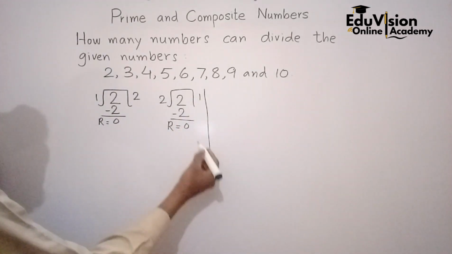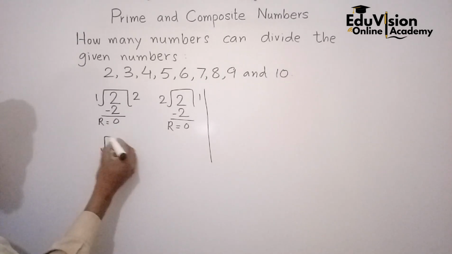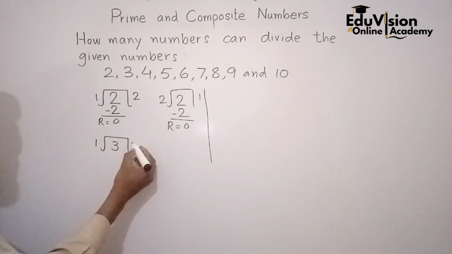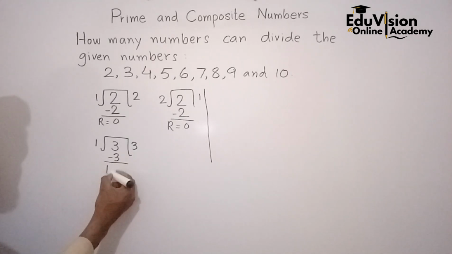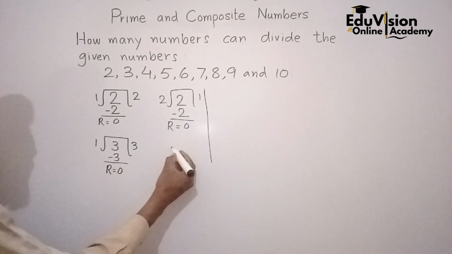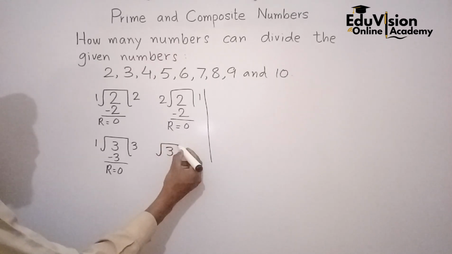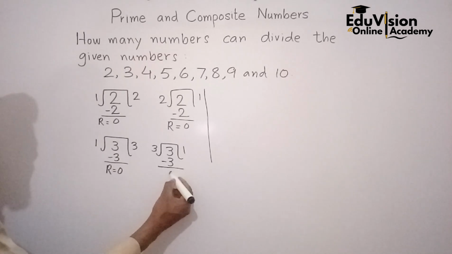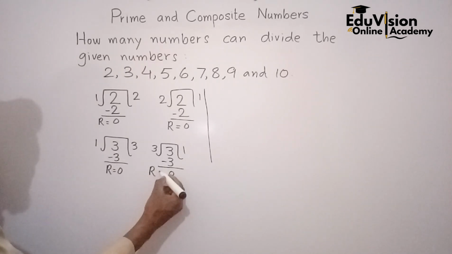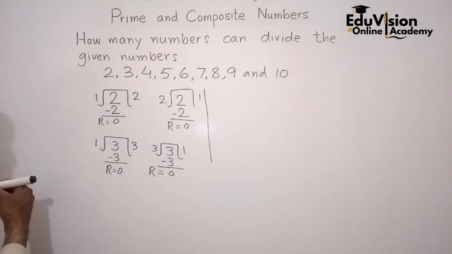Similarly, we can check out 3. 1 divides 3, 1 3 times 3, and the remainder is equal to 0. Also, 3 can be divided by 3. 3 ones are 3. 3 minus 3 is equal to 0. Again, remainder is equal to 0.